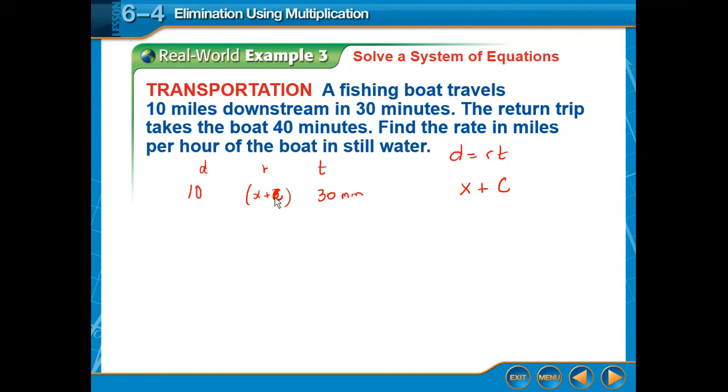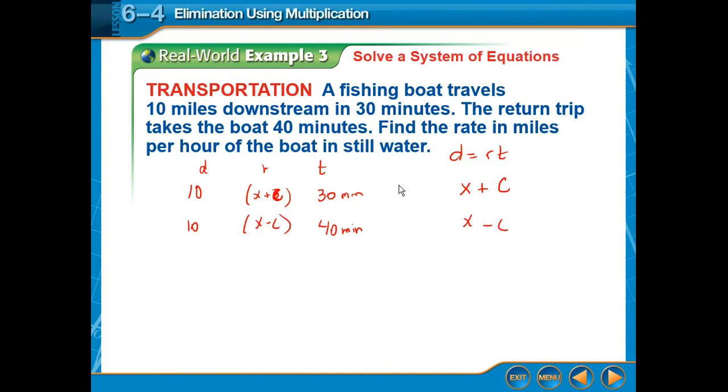Okay, and then it says the return trip takes 40 minutes, so the time there. He's going the same distance, and his rate here, he's going against the stream. So how fast he rows minus how fast the water is pushing against him. So we're going to call that x minus the current, or c.